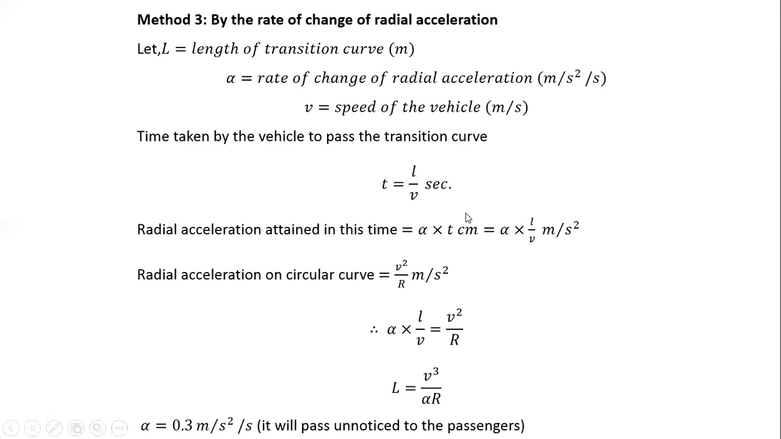Okay, so basically these are the three methods of calculating the length of transition curve. This is the third method. So you get three values of transition curve length. The maximum value you have to adopt on the safer side for the length of transition curve.